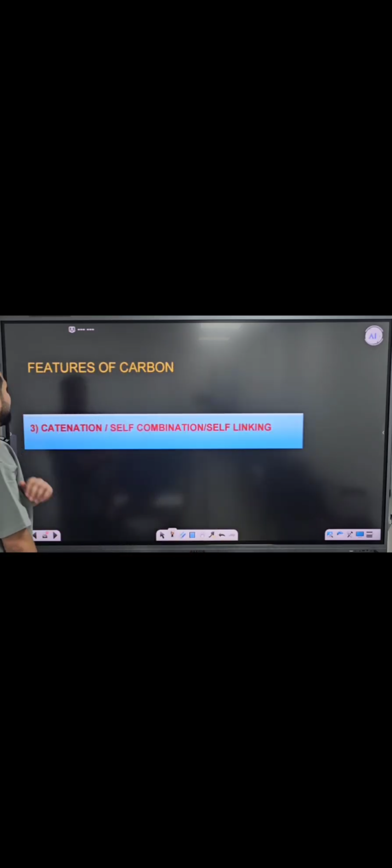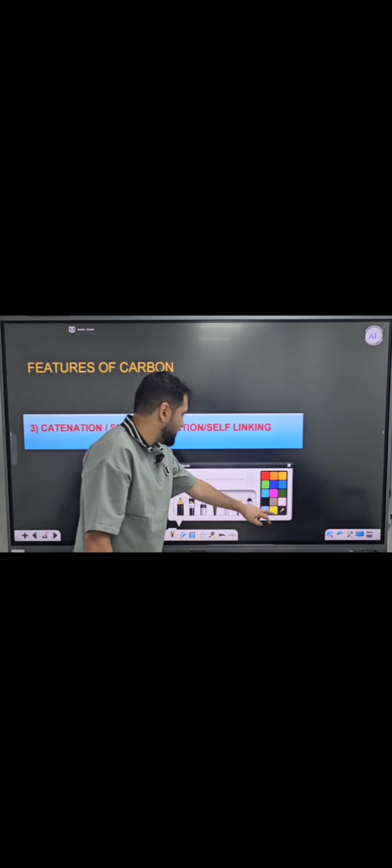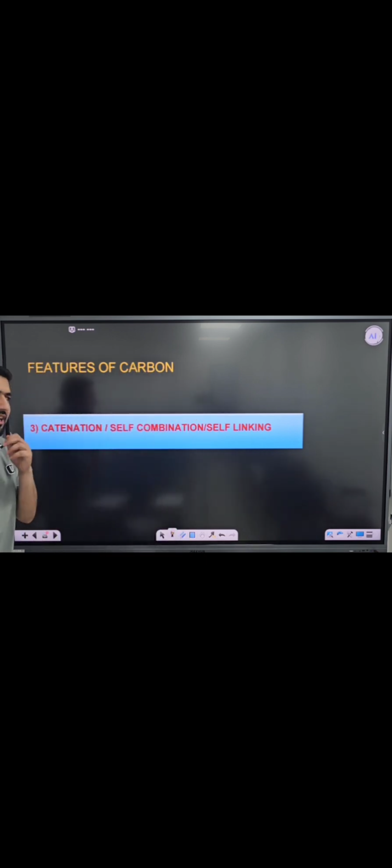After that, one more property is catenation, or self combination, or we call it the self linking property. What does it mean? Catenation, self combination or self linking property. Let me define it.